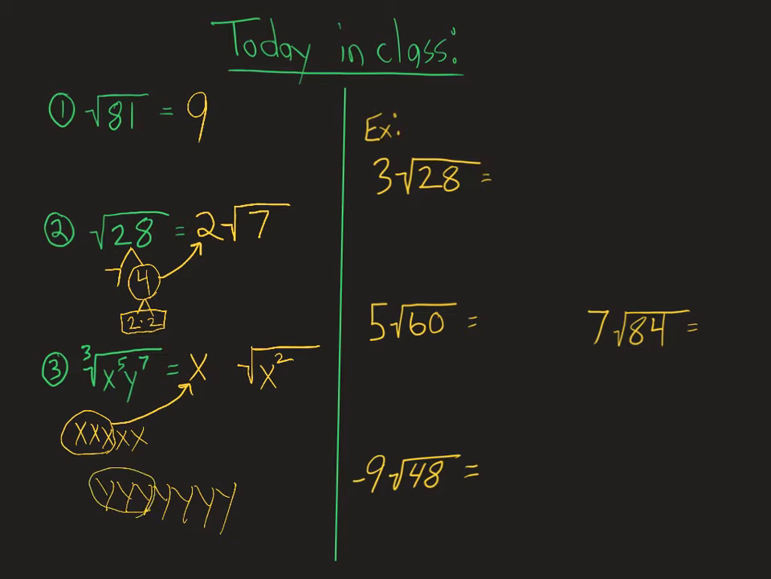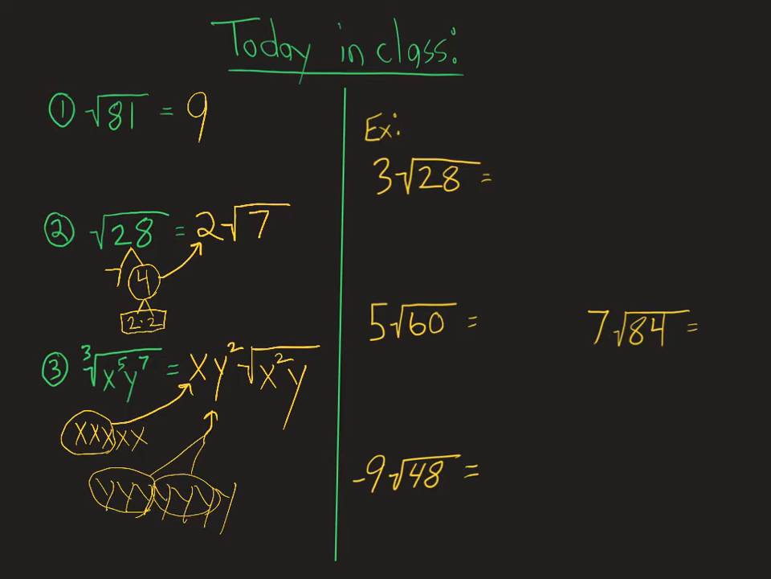7 y's make one group of 3, two groups of 3. So those 2 y cubes, we can take the cube root. The first group is 1 y. The second group of 3 is a second y, which makes it y squared. And there's 1 y left that can't get out. All right, hope that's making sense to you guys.